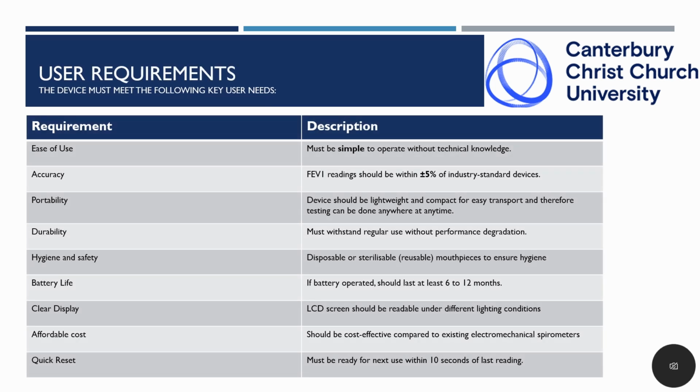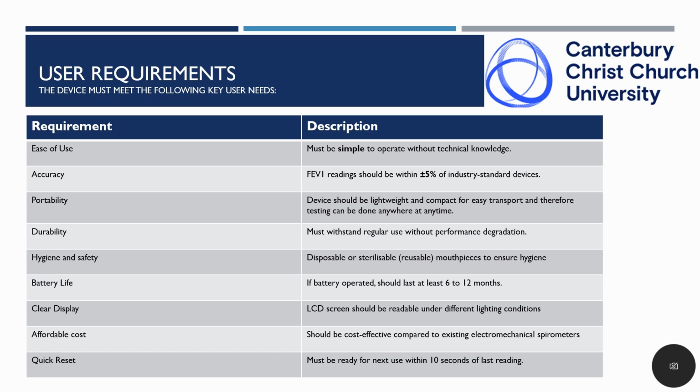Our peak flow meter is designed to meet key user needs, ensuring both functionality and convenience. First, it must be simple to operate, requiring no technical knowledge of the patients. It should be lightweight and compact, allowing users to test their lung function anywhere, anytime. Accuracy is crucial, with FEV1 readings within ±5% of industry standards. It must also be durable, built to withstand regular use without performance degradation.